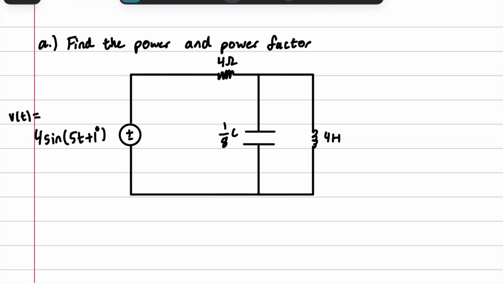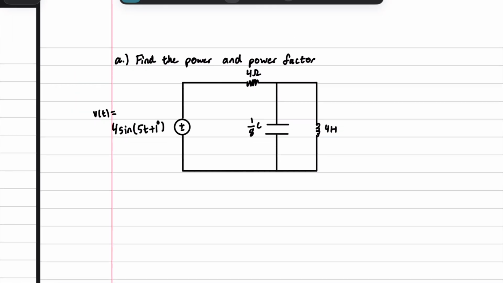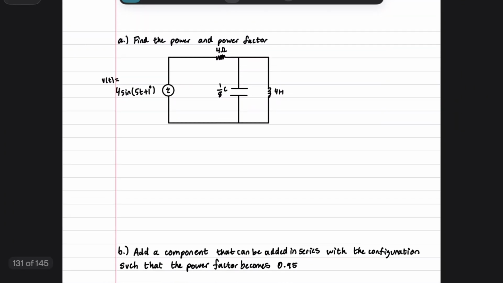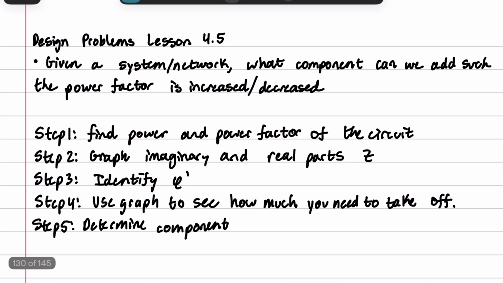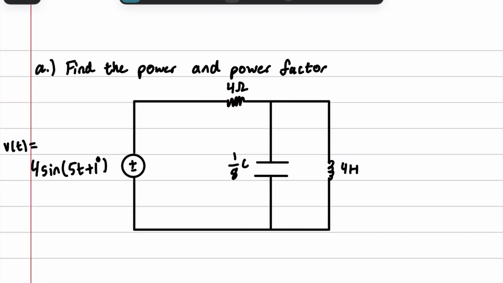So this is what the first problem looks like. There's going to be two parts, part A and part B. Let's focus on part A. So step one is find power and power factor. I've just gone ahead and divided this problem such that A will just be all of step one. And we already know how to do all of this.